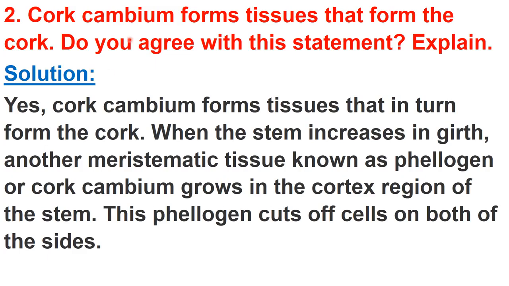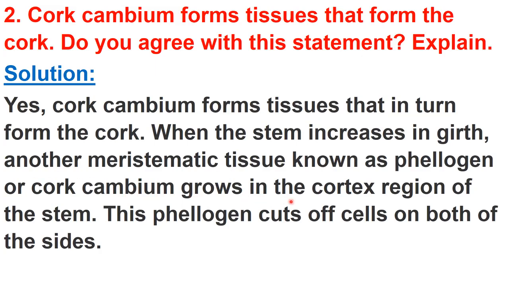The question is: cork cambium forms tissues that form the cork. Do you agree with the statement? Explain. So yes, cork cambium forms tissues that in turn form the cork, right? Because cork cambium helps in secondary growth, and in turn it makes cork. When the stem increases in girth at the time of secondary growth, another meristematic tissue known as phellogen is formed. Phellogen is also called cork cambium.